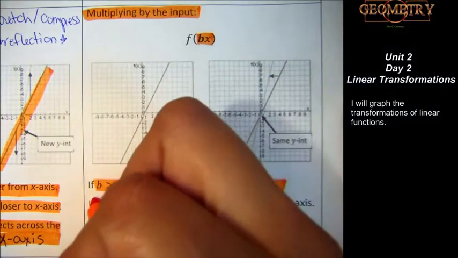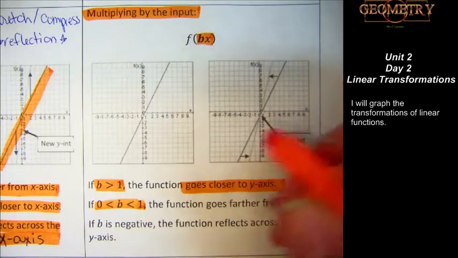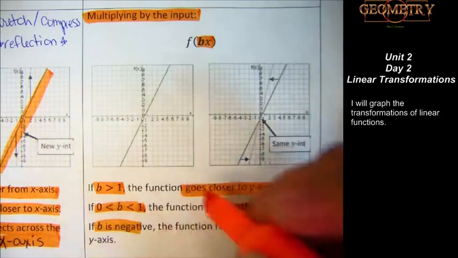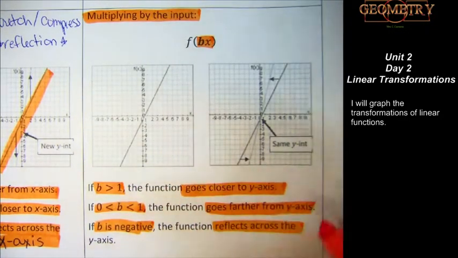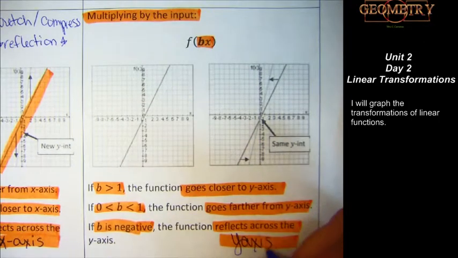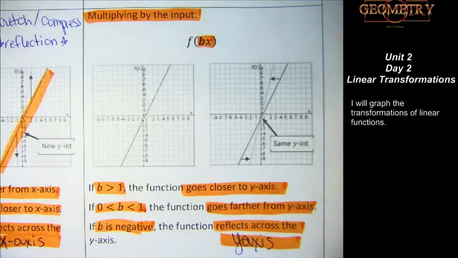If you're multiplying by a really small number, some sort of fraction between 0 and 1, your function is going to get spread out away from the y-axis. It's going to get stretched in this direction, kind of like me on Thanksgiving Day. It goes fat. If it's negative, that's when we have our reflection, but this time we're going to reflect it across the y-axis. So if it was here, reflecting across the y-axis is going to make it look like that.